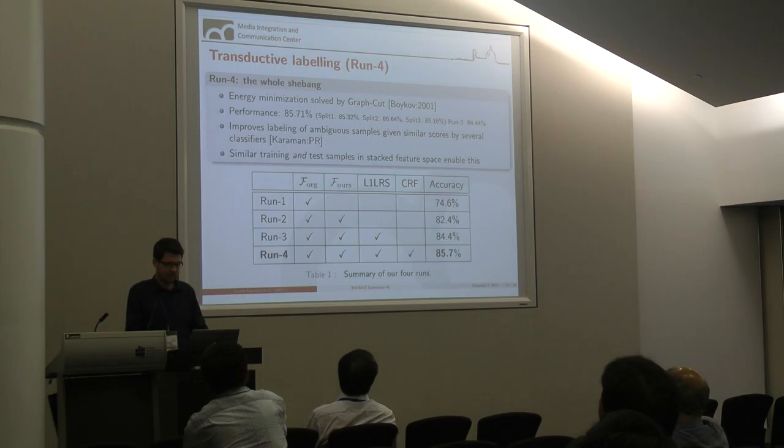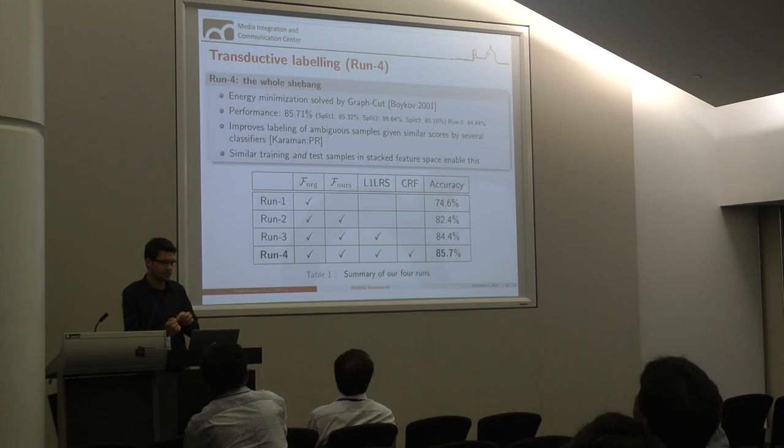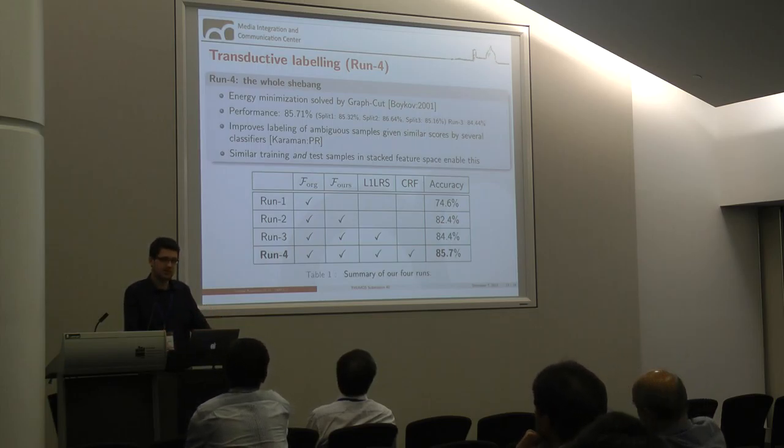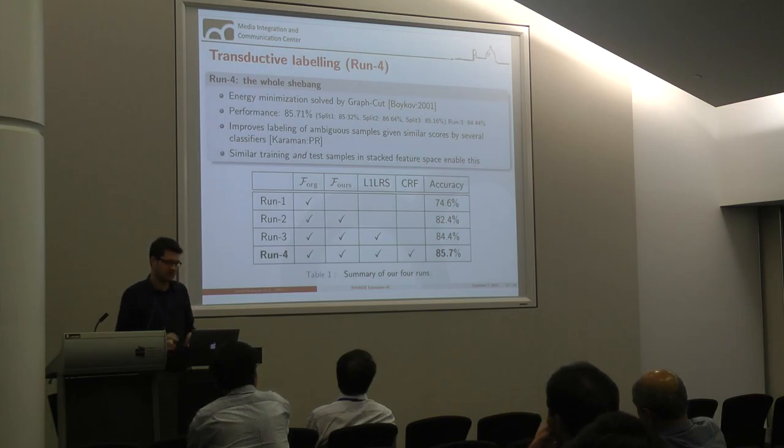So what exactly the CRF does, we investigated this in a paper submitted to Pattern Recognition. It does help to improve the labeling of ambiguous samples that just lie nearby the margin of a classifier, or are really given similar weight, similar scores by different classifiers, and it's hard to select. And with this neighborhood constraint, we can really push them towards the correct class.